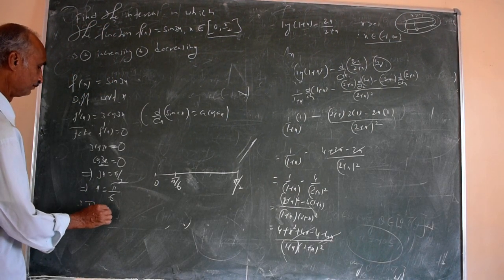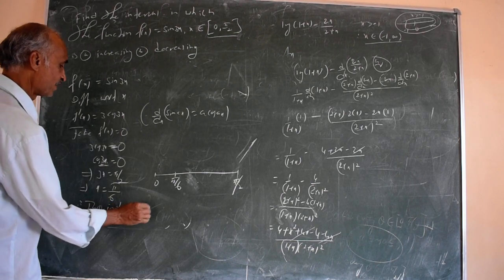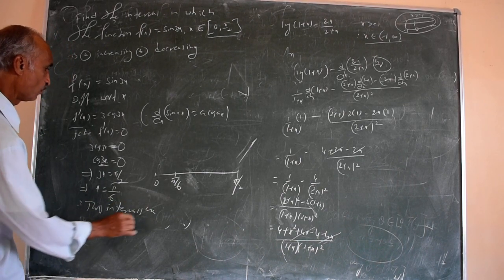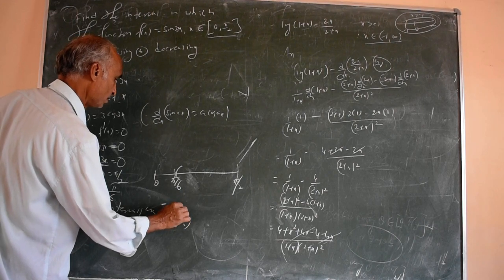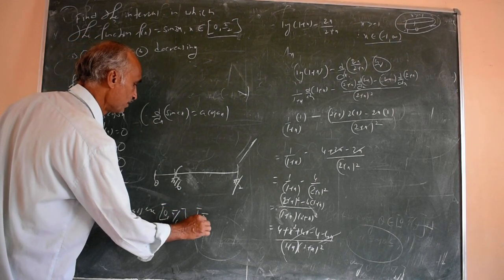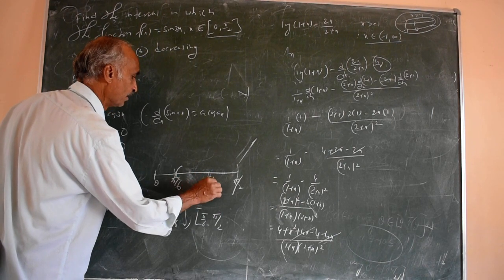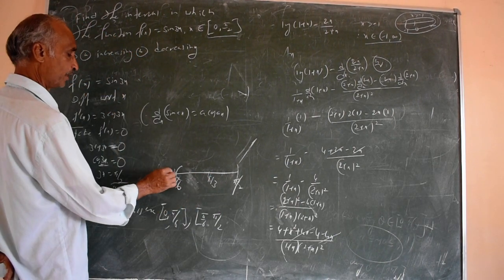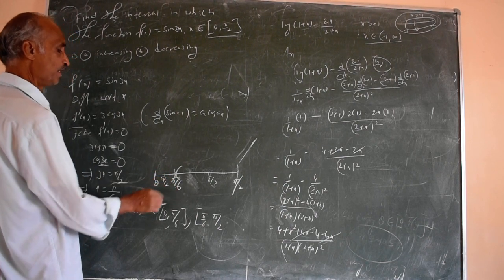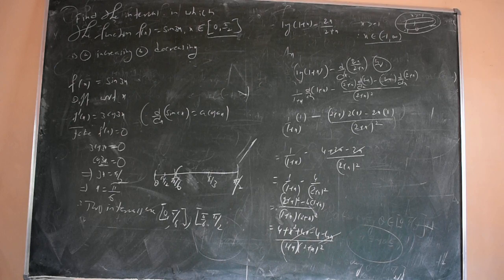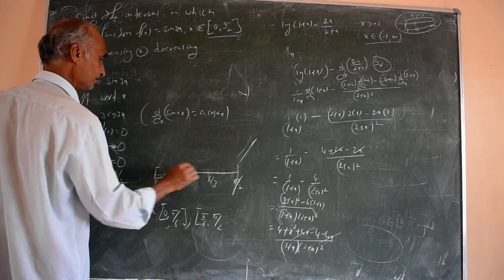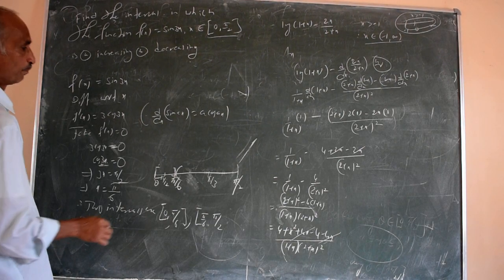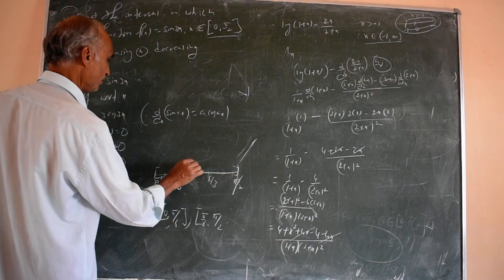Two intervals are: one is 0 to pi by 6, and the second one is pi by 6 to pi by 2. In 0 to 30 degrees, one value is pi by 12, which is 15 degrees. Now, in which interval it is increasing and in which interval it is decreasing is the question. I will take the closed interval, because it is simply increasing, so take the closed interval.